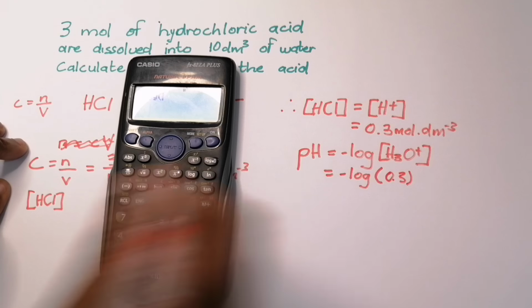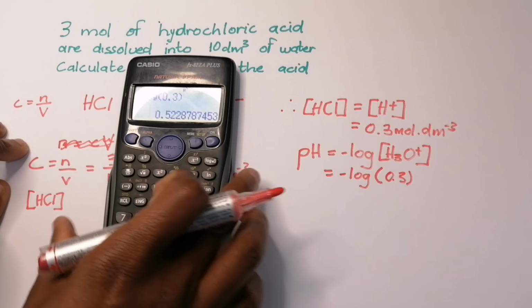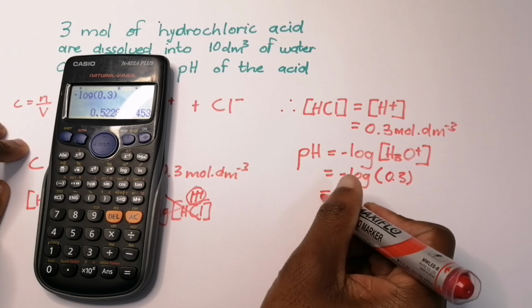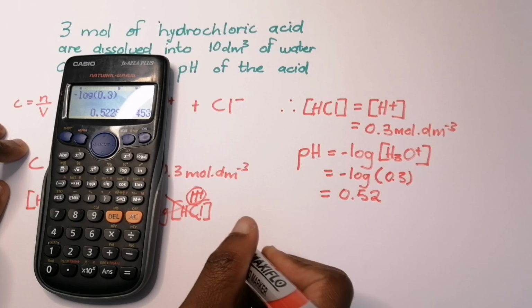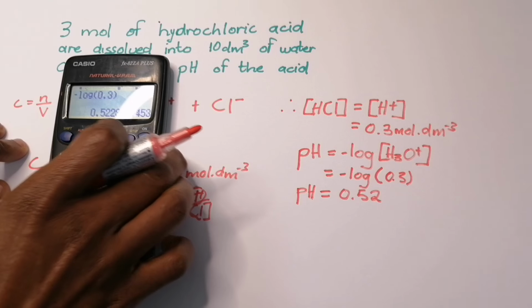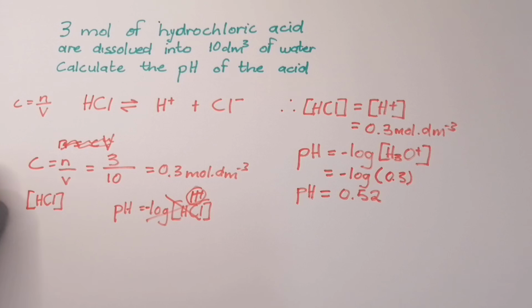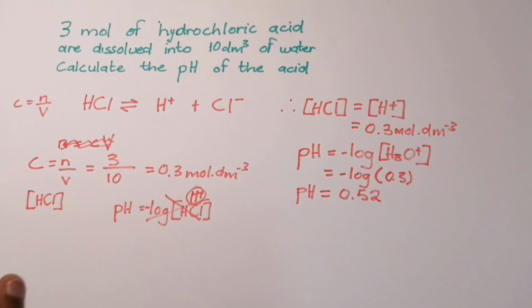Of 0.3. Okay, so of 0.3, and we find our answer. I get an answer of 0.52. What does that say to us? Remember our pH scale, right? So what does that say to us? A pH of 0.52, of course it's leaning more towards the 0 mark, isn't it? So it tells us that hydrochloric acid must be a strong acid in that case. Of course, we've already said that before, right?